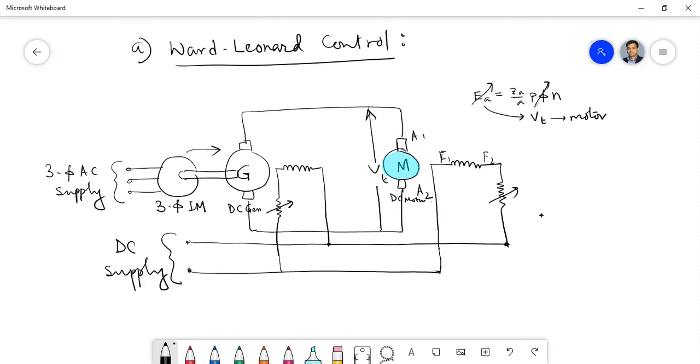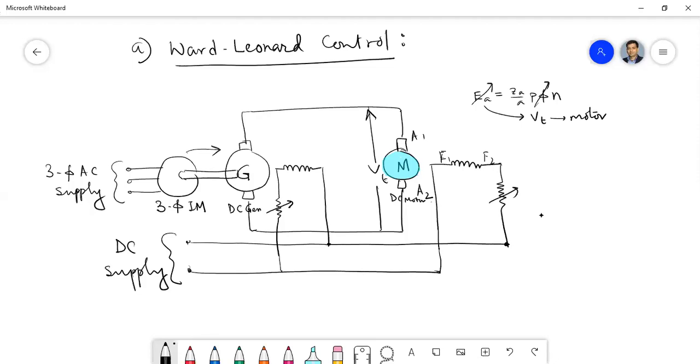If I am asked to control multiple DC motors, suppose 10 to 15 DC motors in a plant, all connected in parallel electrically, then I can choose this particular scheme.